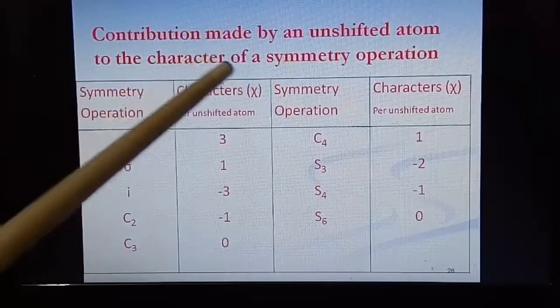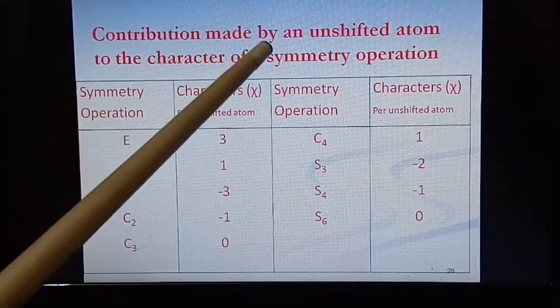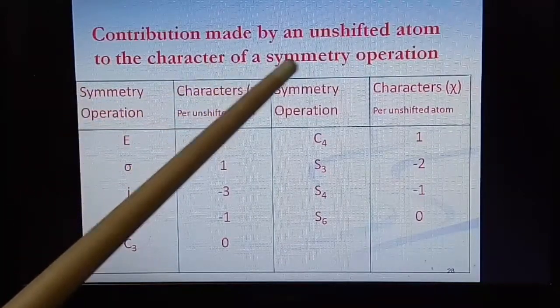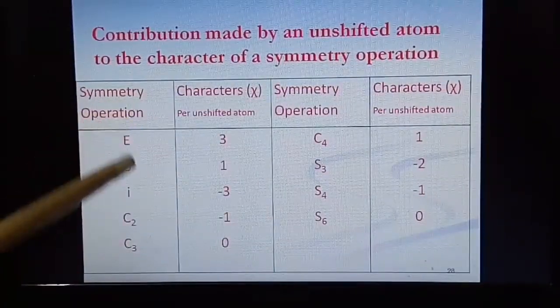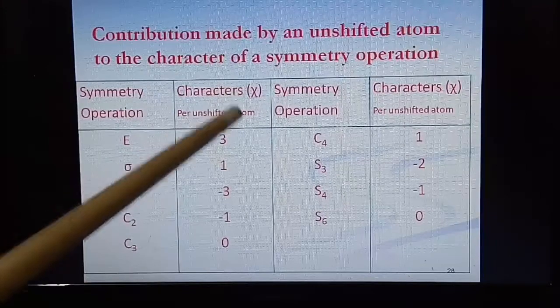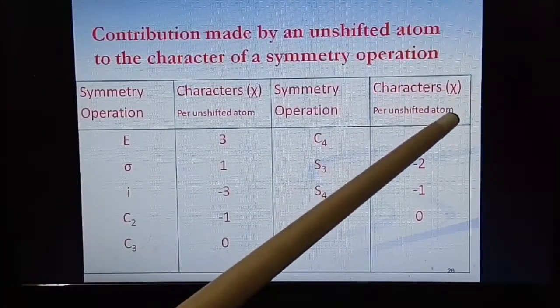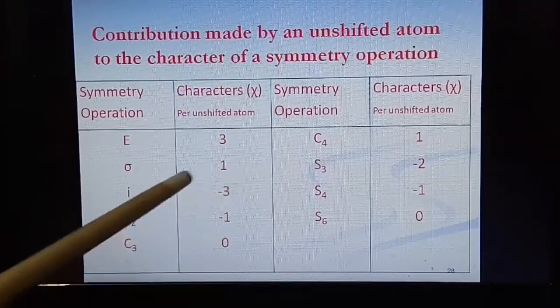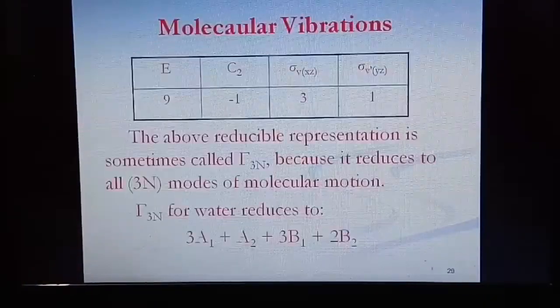This is the table of contribution made by an unshifted atom to the character of a symmetry operation. So these are the symmetry operations and these are the characters per unshifted atom. This we have shown earlier in the slides.